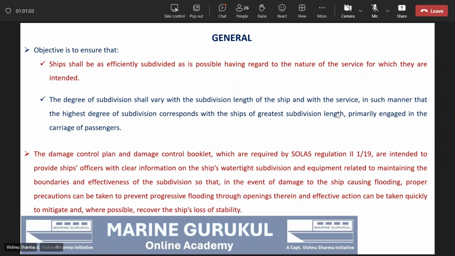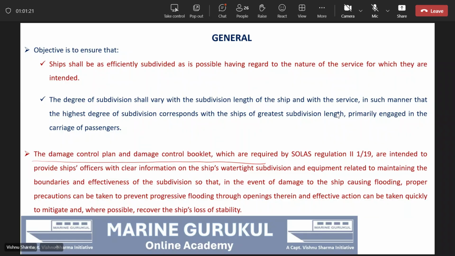ship's lost stability. You have a damage stability booklet and a damage control plan, which will basically guide you on what action to take in case of any damage to the hull of the ship. So guys, the objective of both the methods is the same.